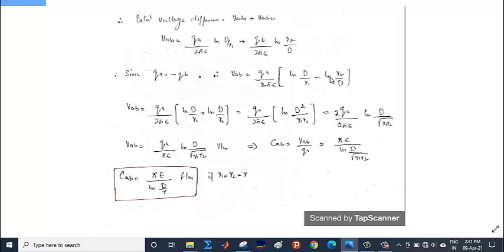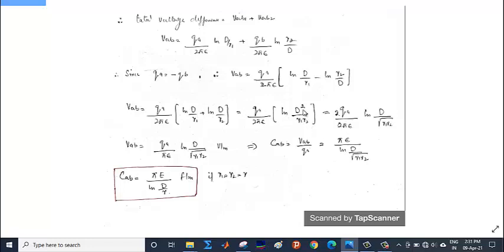Consuming this minus into this ln, it will reverse, or we can say we will have to take the reciprocal of the argument of this ln, so it will be plus ln of d by r2. Now we know that ln of a plus ln of b will be equal to ln of ab, so these two arguments of these two lns will be multiplied. So QA divided by 2 pi epsilon remains as it is, ln of the multiplication of this argument and this argument will be d square divided by r1 r2.